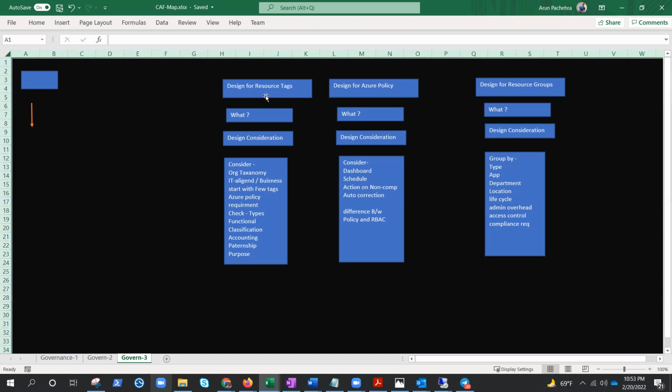So, as usual, what is a resource tag? Try to understand what the benefits are and how you can use it. Resource tags are another way to organize resources. Tags provide extra information or metadata on your resources. It's nothing but a key-value pair that you can assign to your resource as metadata. It will help you filter your resources.